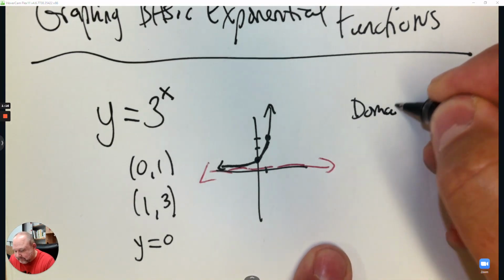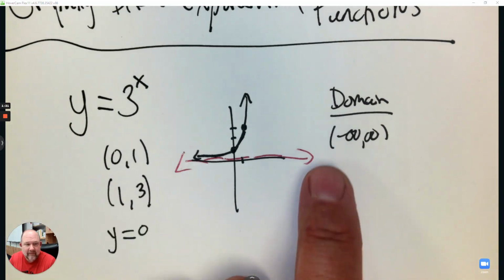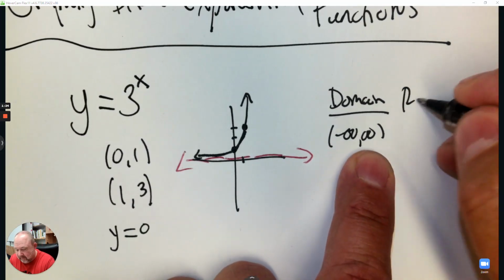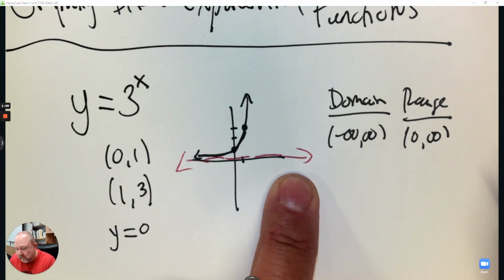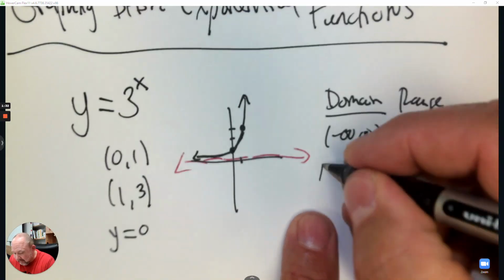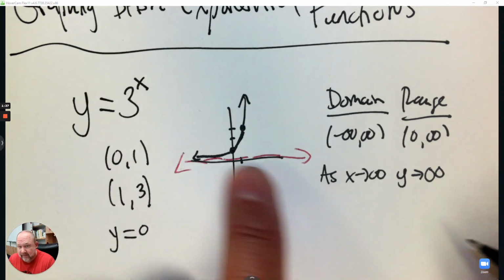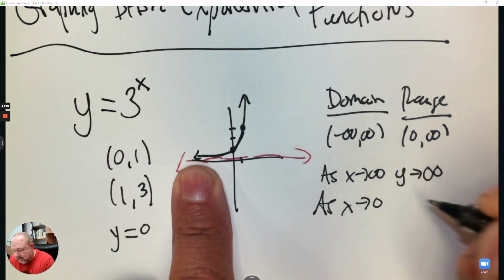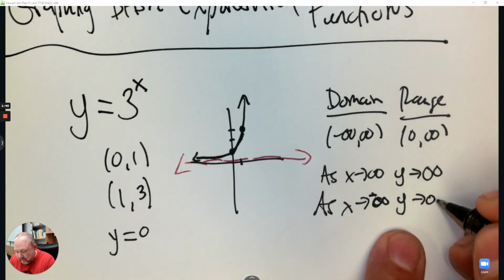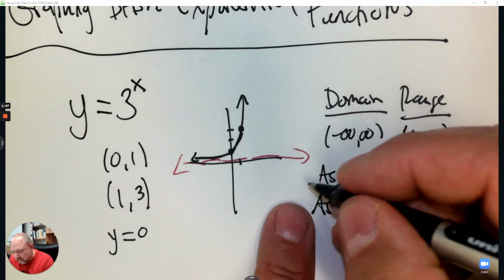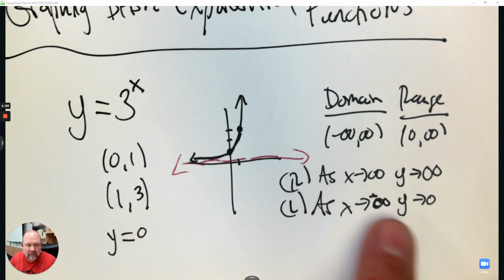The domain of every exponential is all real numbers, so we write it from negative infinity to infinity. The range comes from the asymptote. That's at 0, and it goes 0 to infinity. The end behavior: as x approaches infinity, the right side goes to infinity. The left end behavior: as x approaches negative infinity, y approaches 0. So the right end is going to infinity, the left end is going to 0.